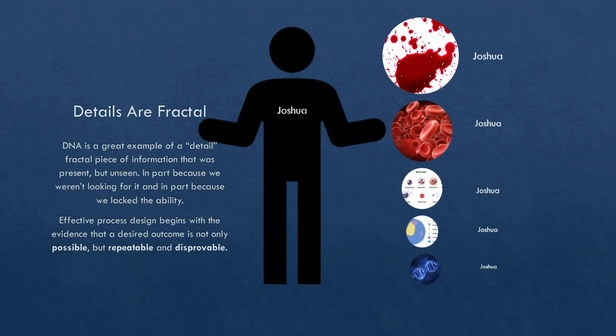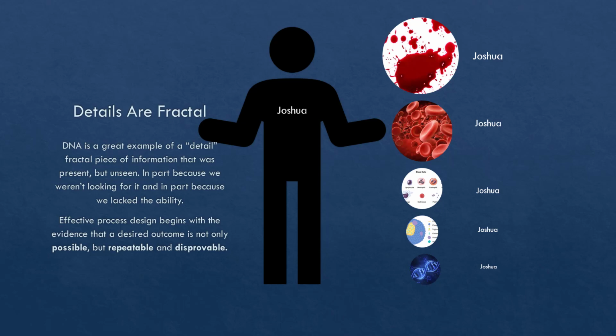I'm Joshua. I'm human. I have blood. That blood has cells. Cells have parts. Those parts work through enzymes. Those enzymes contain DNA. DNA may in fact have fractal parts beneath it, details as of yet unknown to us. Yet when DNA was not known, it was. Did you get that? When we didn't know what DNA was, it still existed. The detail was there. We just couldn't perceive it.